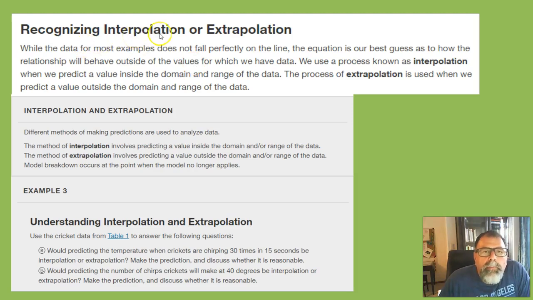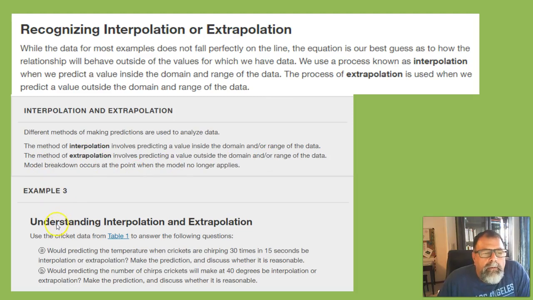Recognizing interpolation or extrapolation. Okay, so while the data for most examples does not fall perfectly on the line, the equation is our best guess as to how the relationship will behave outside the values for which we have data. We use a process known as interpolation when we predict a value inside the domain and range. The process of extrapolation is used when we predict a value outside the domain and range of the data. Okay, so those are the different methods used for making predictions and analyzing data. All right, and that's basically what was set up here.